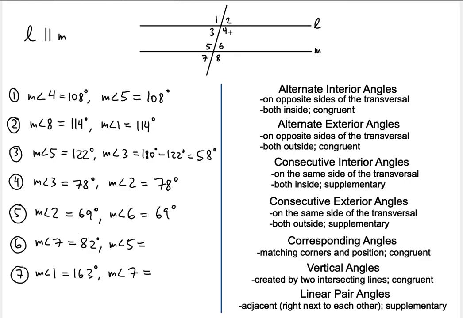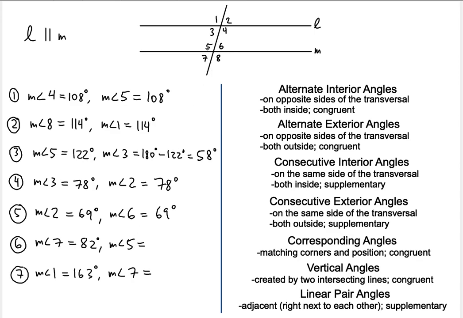And notice that 2 and 6 are not the only pair of corresponding angles, right? There were also 4 and 8, same position, same corners. 7 and 3, same corners, same position, and 5 and 1. Okay, this is just one of the 4 pairs that we just looked at.